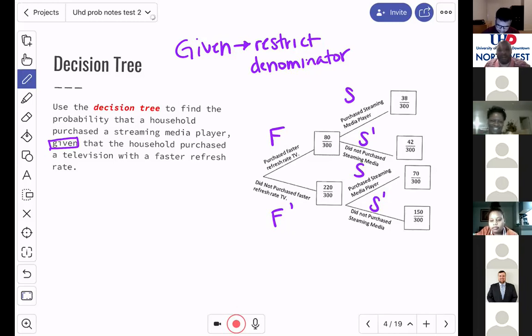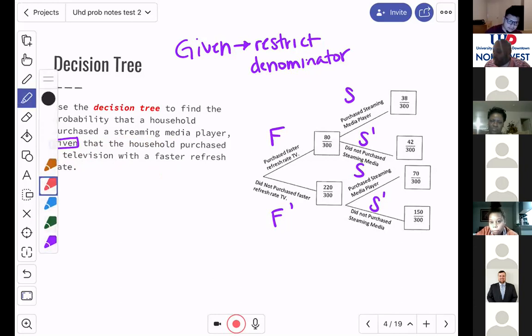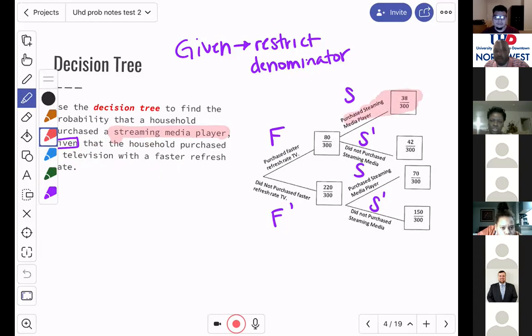So now I'm interested in trying to find that they purchased a streaming media player given that the household purchased the television with a faster refresh rate. Question, how many of these branches have this streaming media player on it? Can you show me where those are? How many branches do I have like that? Here, they have it too. Right there, right? They have it, and right there, and this one right here. Both of those have purchased streaming media players.